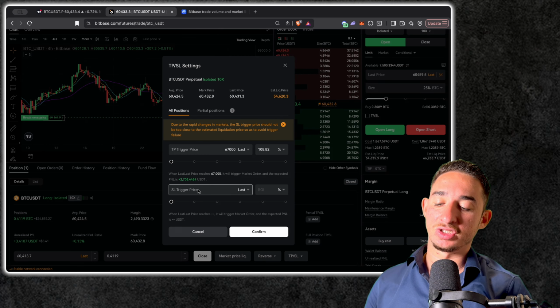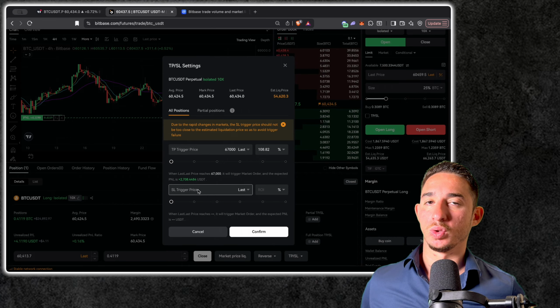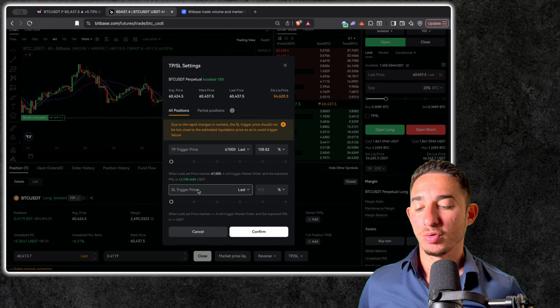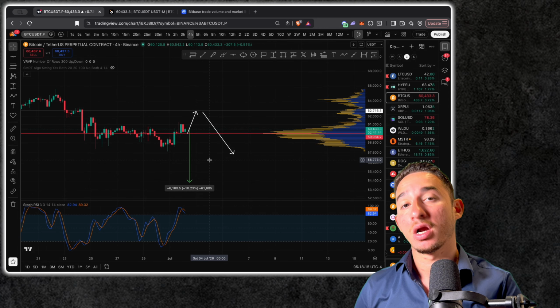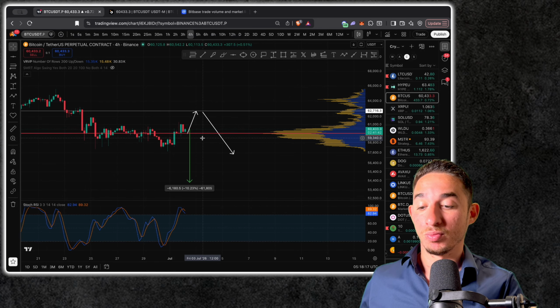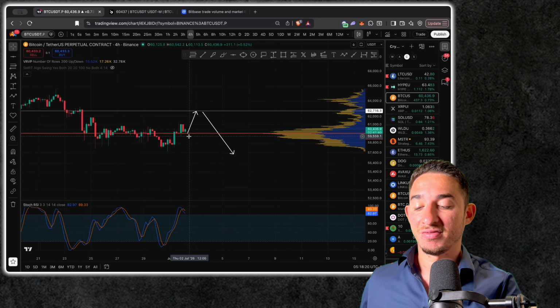So if we have a look right here at stop loss, we're not going to put our stop loss too close to the liquidation, right? We want to put our stop loss at an area where we know Bitcoin is maybe not going to go below, because if it does, it's going to come down really, really hard. So right here, let's just give an example.